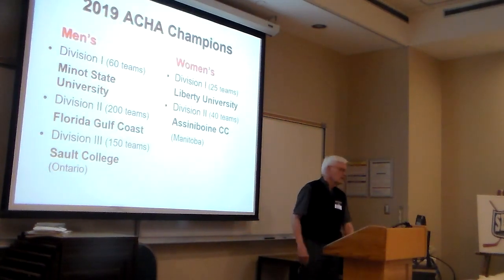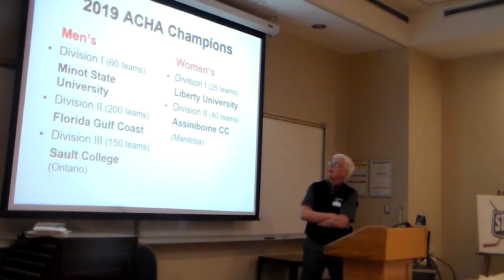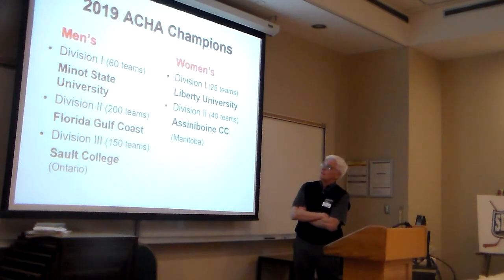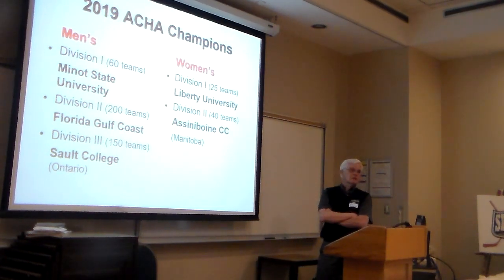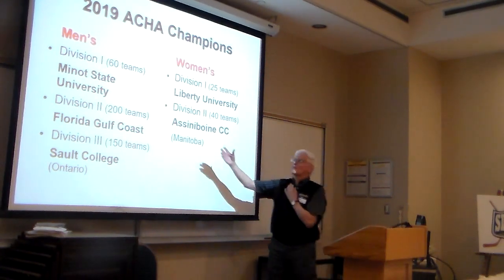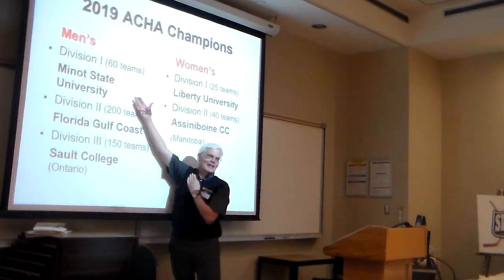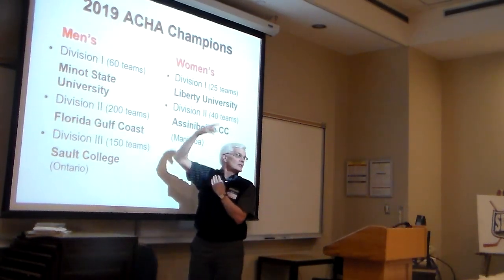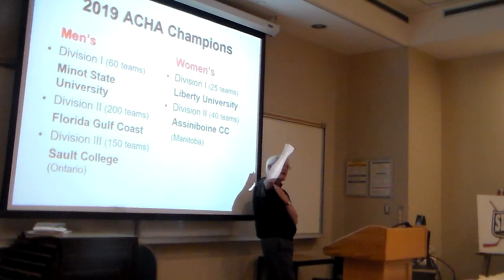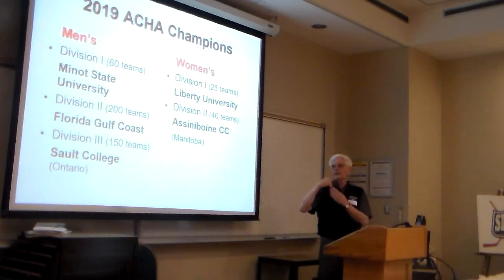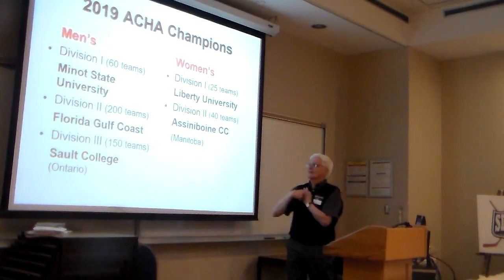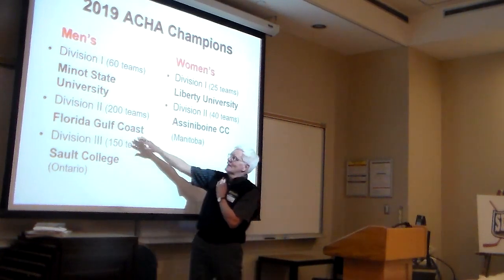Competitions. So here are this year's champions in that ACHA. Division I is Minot State. Everybody know where that is? Yes, the ice never thaws there. Yeah, so it's in North Dakota. And see, there are 60 teams. So universities, they actually can have teams in a couple of different divisions. It's almost like a AAA and a AA team.